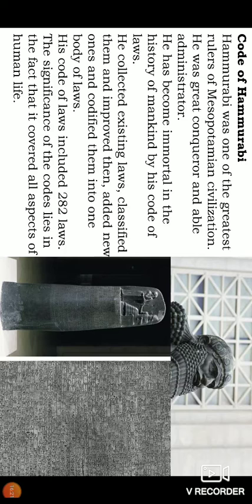He collected all the existing laws of that time and classified, or codified, them, improved some of the laws that were there and added new ones, and finally he codified them into one body of laws. So finally he made a code of 282 laws. These laws were related to all aspects of life, whether personal life, property or trade, business, accident, labor, marriage, divorce, slaves, rights of men, women, animals, everything. He spoke regarding everything in this code of law and how they should be.